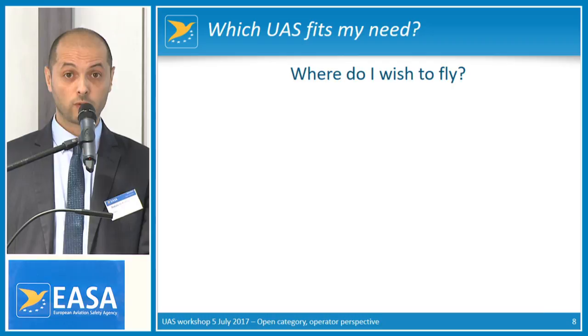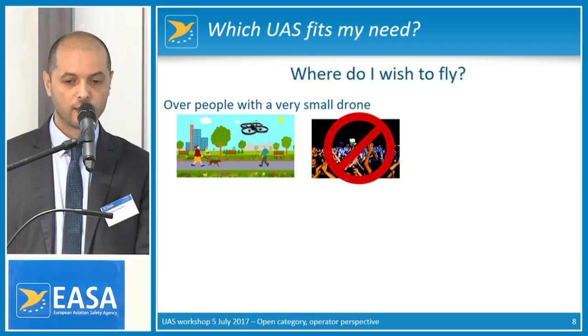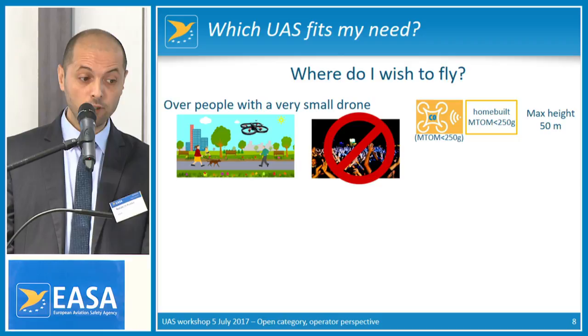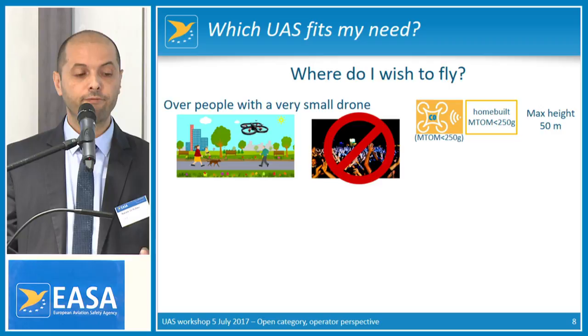If for some reason I want to fly with a very small drone also over people, but not over assemblies of people, as Ivo said in his presentation, then I can buy a C0 drone that has a maximum takeoff mass of 250 grams, or I can use a home-built drone with the same mass, and I'm limited to 50 meters.